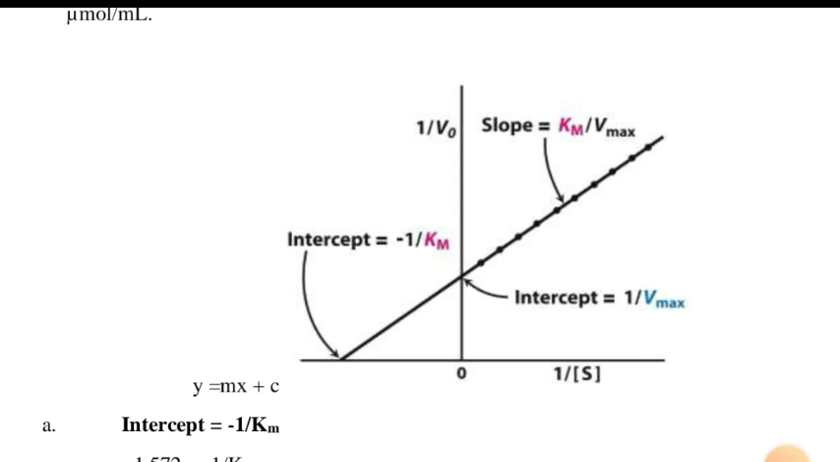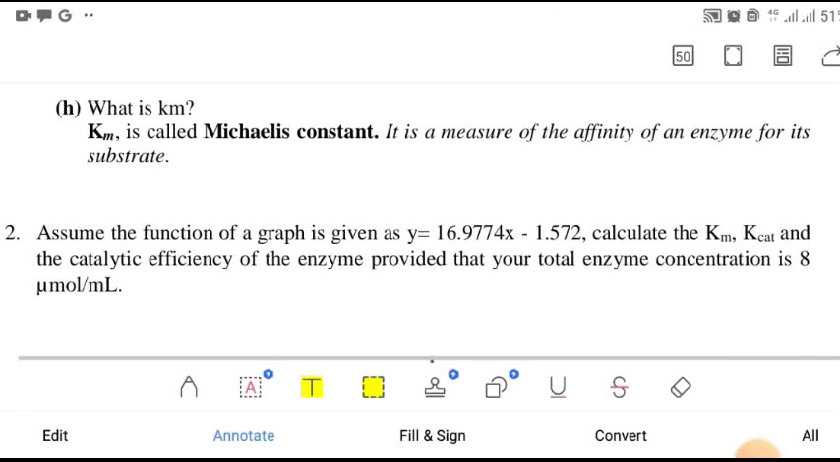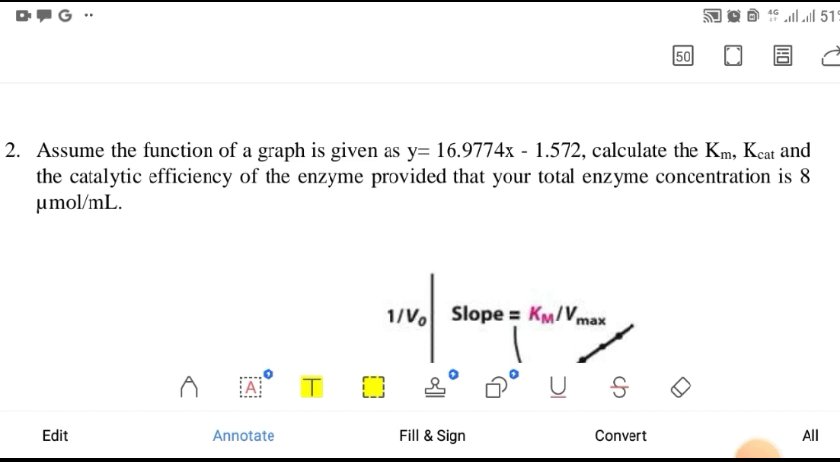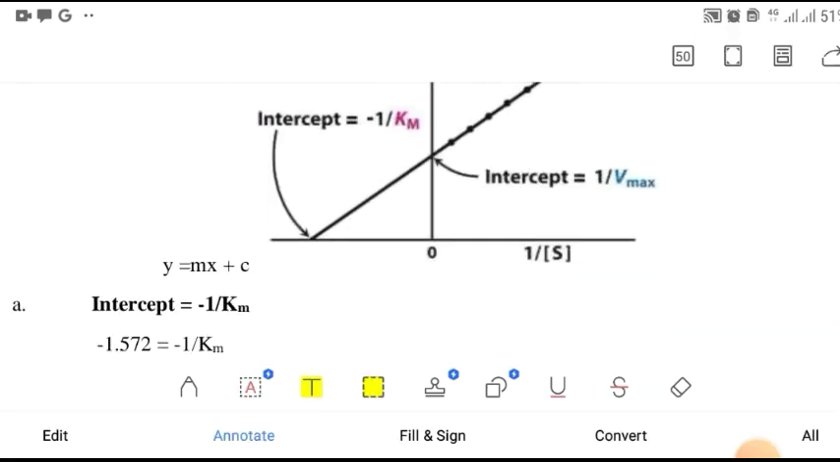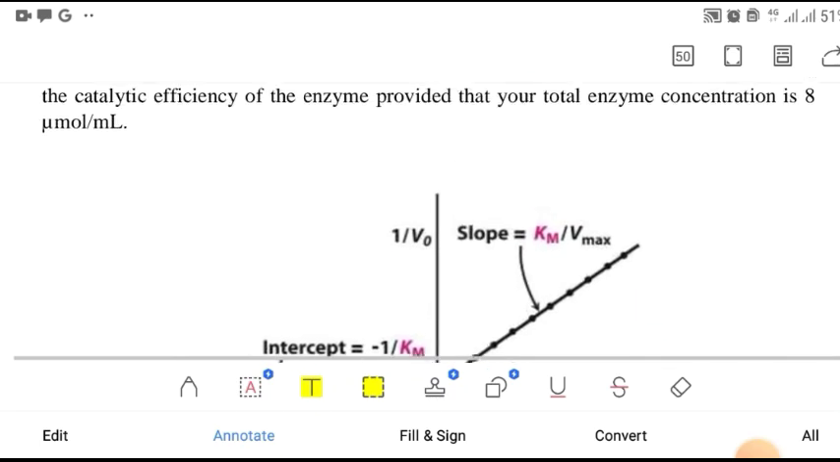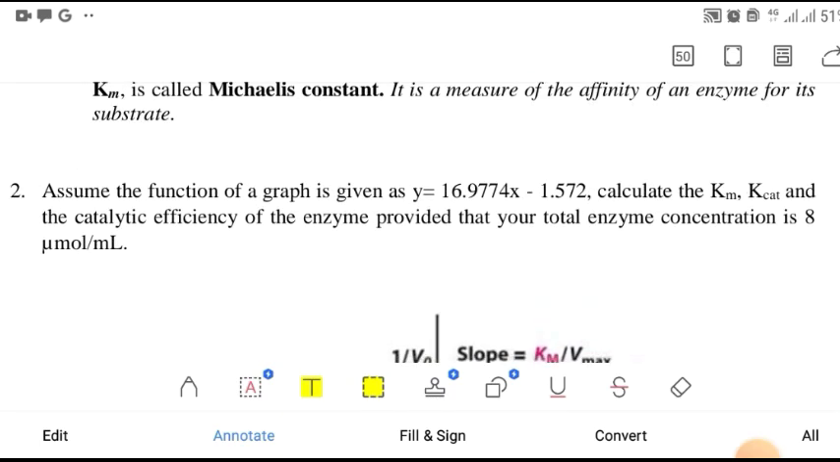Now, for instance, I've given you an equation which is y equals 16.9774x minus 1.572. Now, if you want to look at this question, we are asked to calculate your Km, your kcat, and your catalytic efficiency. You've also been provided with the total enzyme concentration, which is 8 micromole per mil, which is 8 micromolar. I told you earlier on that your mole per mil equals molarity. Now, looking at this function, you simply equate the function to y equals mx plus c, and you are asked to calculate your Km.